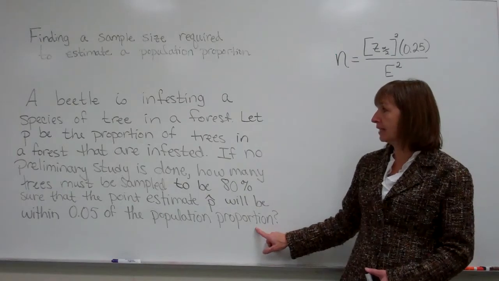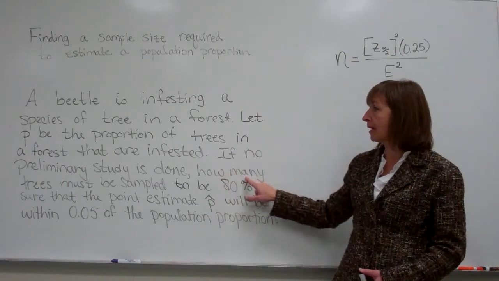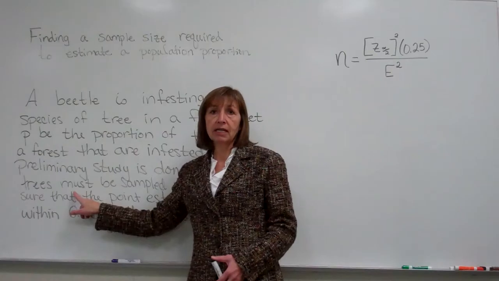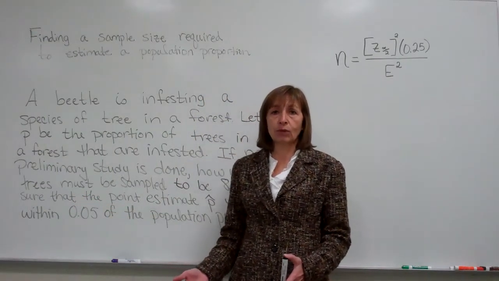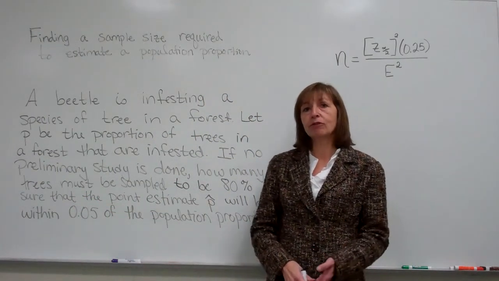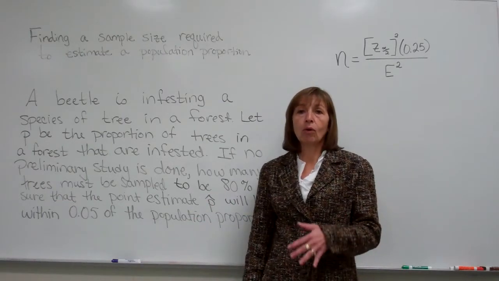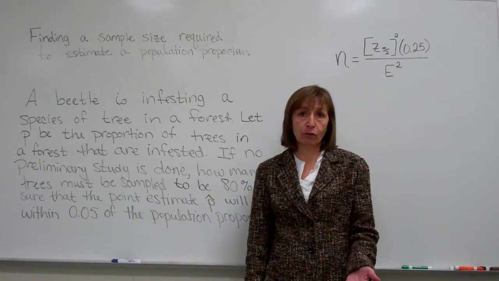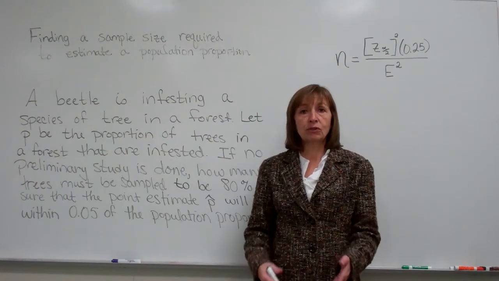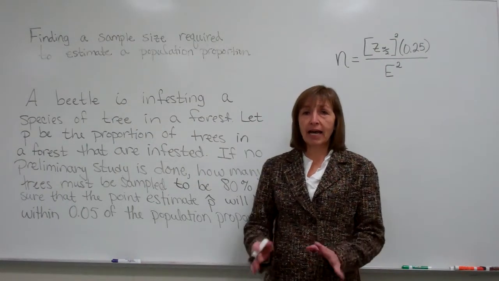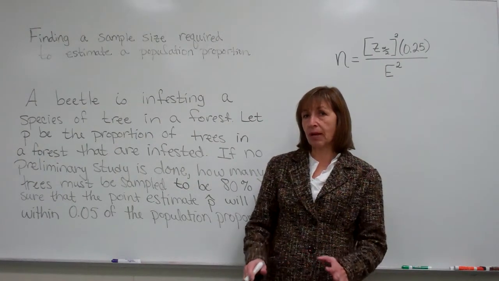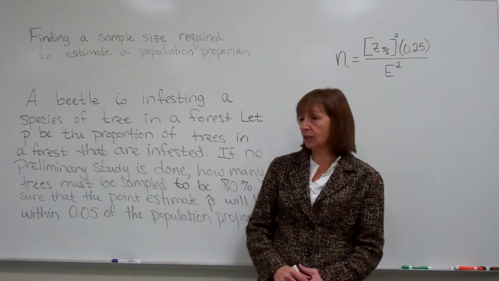Okay, so one of the key indicators here is it's asking me how many trees must be sampled. Now they may ask us sample size questions when I'm doing confidence intervals for a population mean or when I'm doing confidence intervals for a population proportion. So as soon as I see the how many part of it, I know it's a sample size question, but I'm not really sure which formulas to go to yet.